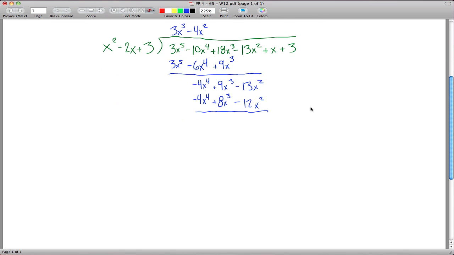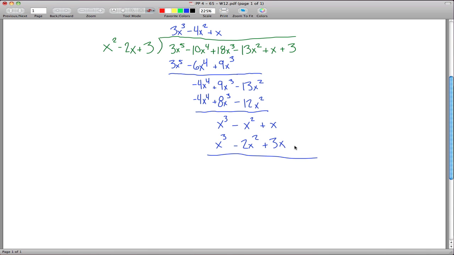And now we subtract again. This goes away. 9 minus 8 leaves us with 1. Negative 13 minus negative 12 is the same as negative 13 plus 12, which is negative 1x squared. We bring down an x. And what do we put up here so that when we multiply it by this guy, we get an x cubed? That is an x. x times x squared is x cubed. x times negative 2x is negative 2x squared. And x times 3 is 3x.